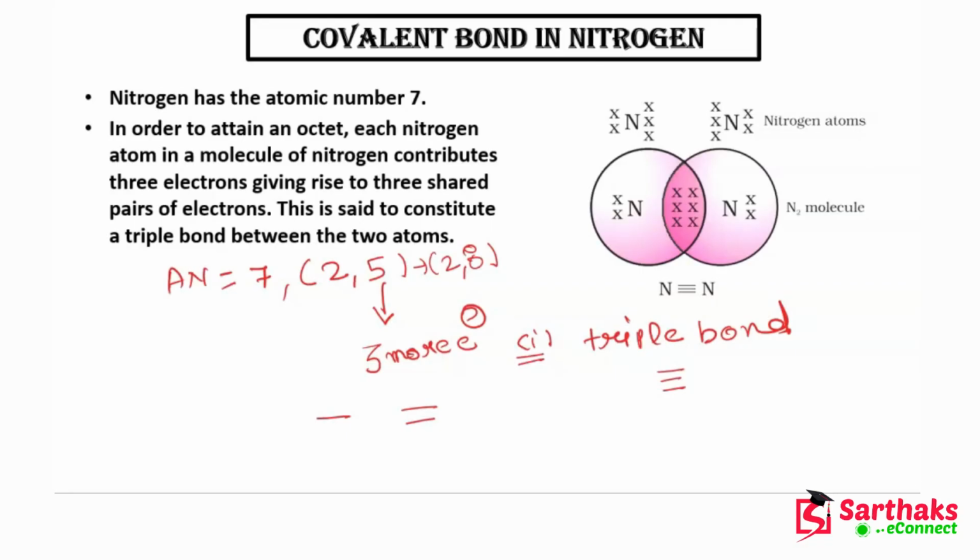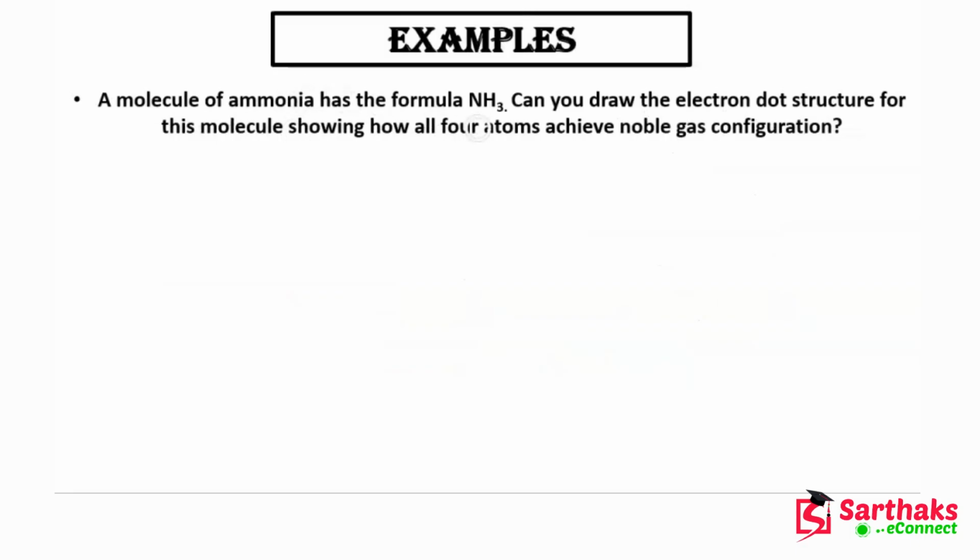Now if it is clear to you, let's move ahead to the next slide and talk about some examples to understand this point. Okay students, so here we will talk about this example. A molecule of ammonia has the formula NH3. So we have already been given the formula. Can you draw the electron dot structure for this molecule showing how all 4 atoms achieve noble gas configuration? Okay, so there are 4 atoms, a nitrogen atom and 3 hydrogen atoms.